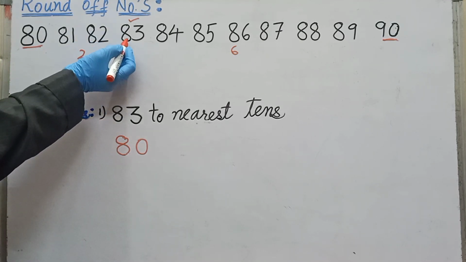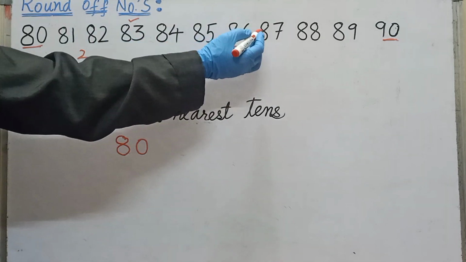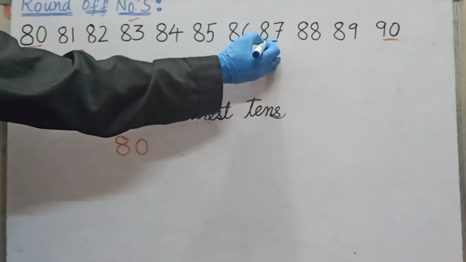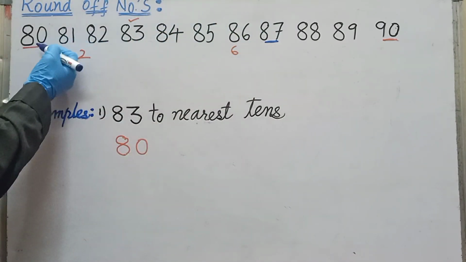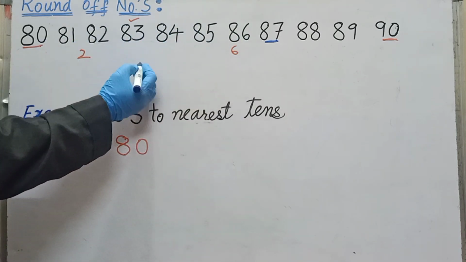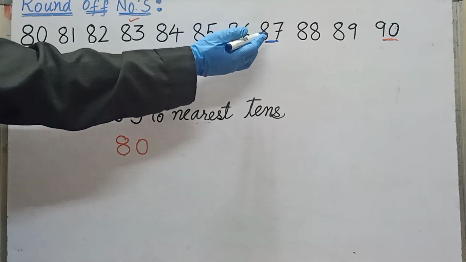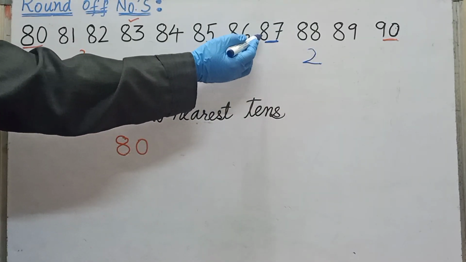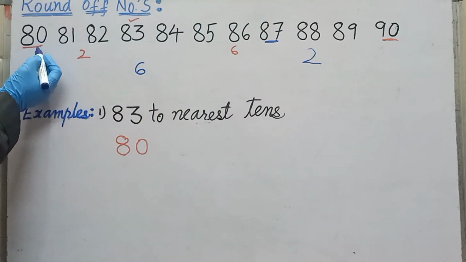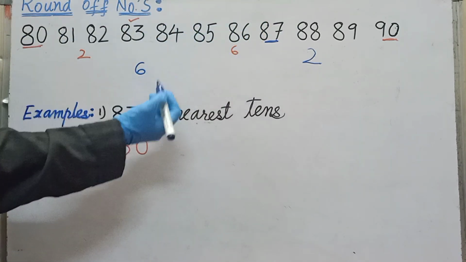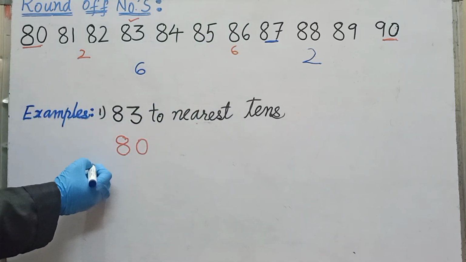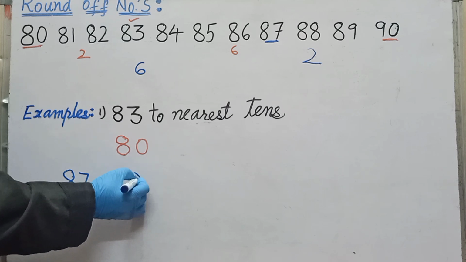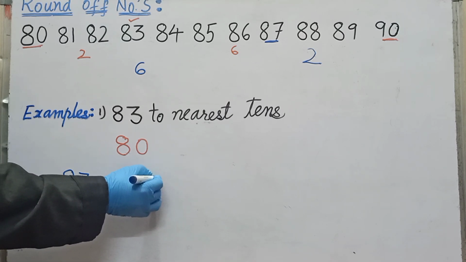Okay. Now let's see some more examples. Suppose I want to take 87. Now for 87, we will check how many numbers there are from 80 to 87. We have 6 here. Then between 87 and 90 we have two numbers. So 87 is close to which number? Is it close to 80 or close to 90? It is closer to 90. So 87 can be rounded off as 90. Okay students, is it clear?